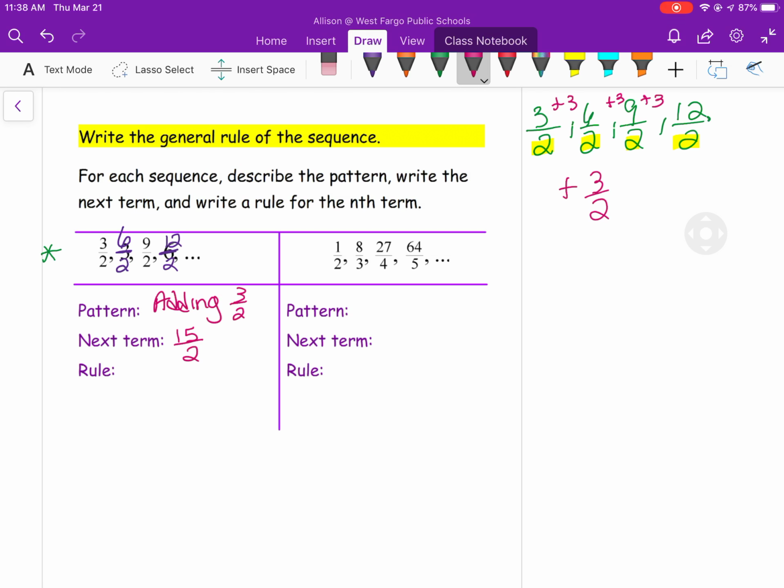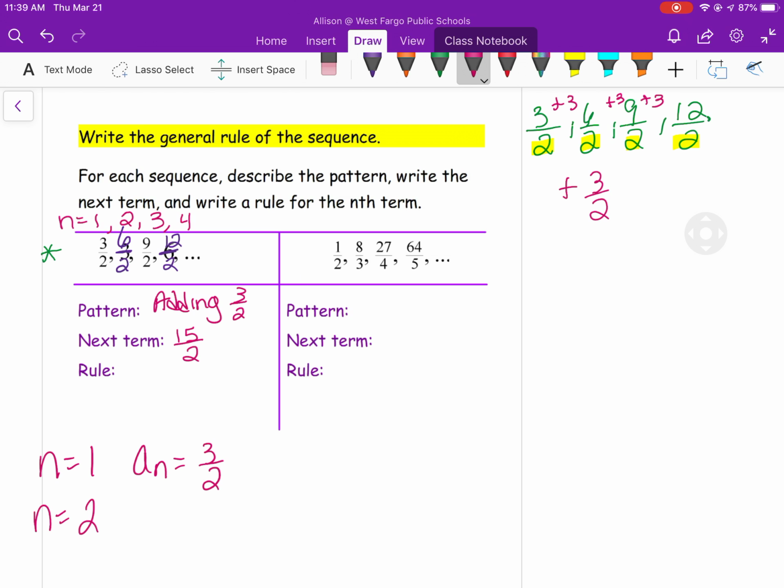Now to write the rule for that, when you're adding 3 halves every time, you're actually multiplying the n term. So remember, this was n equals 1, n equals 2, n equals 3, and n equals 4. So when n equaled 1, a sub n equaled 3 halves. So what can I do from 1 to 3 halves? Well, I can either add a half to it, or I can multiply by 3 halves to get from 1 to 3 halves.